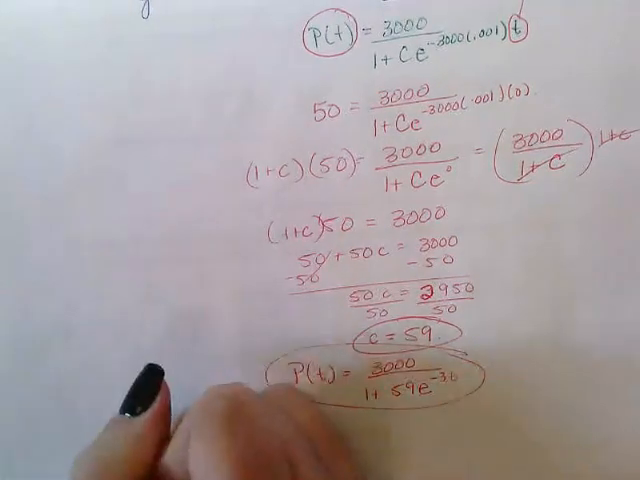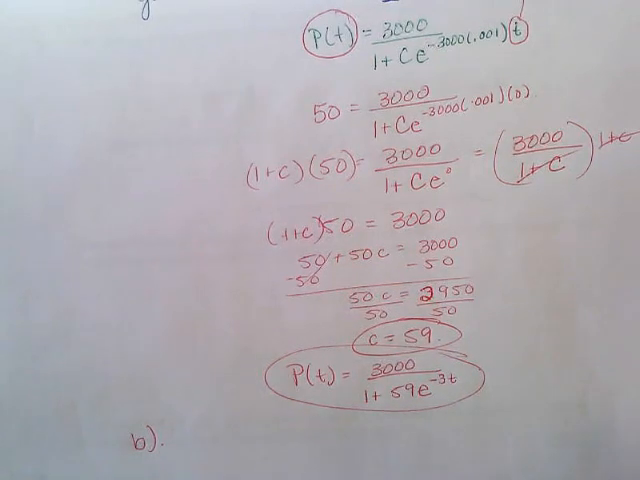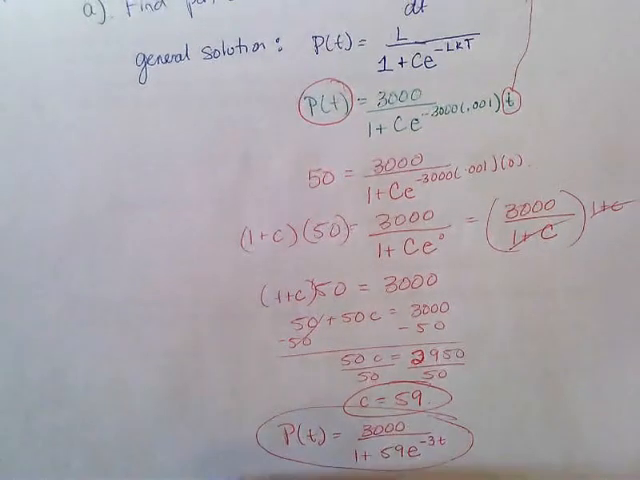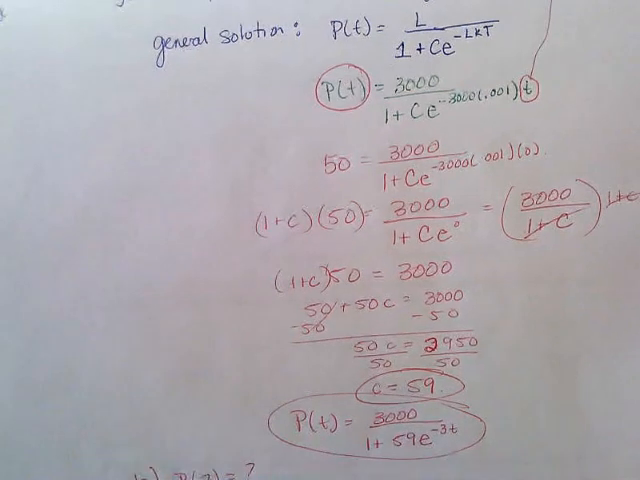All right, part B. Use your solution in part A to find the size of the population in 2 days. So basically P(2) is what? You guys can figure this out.